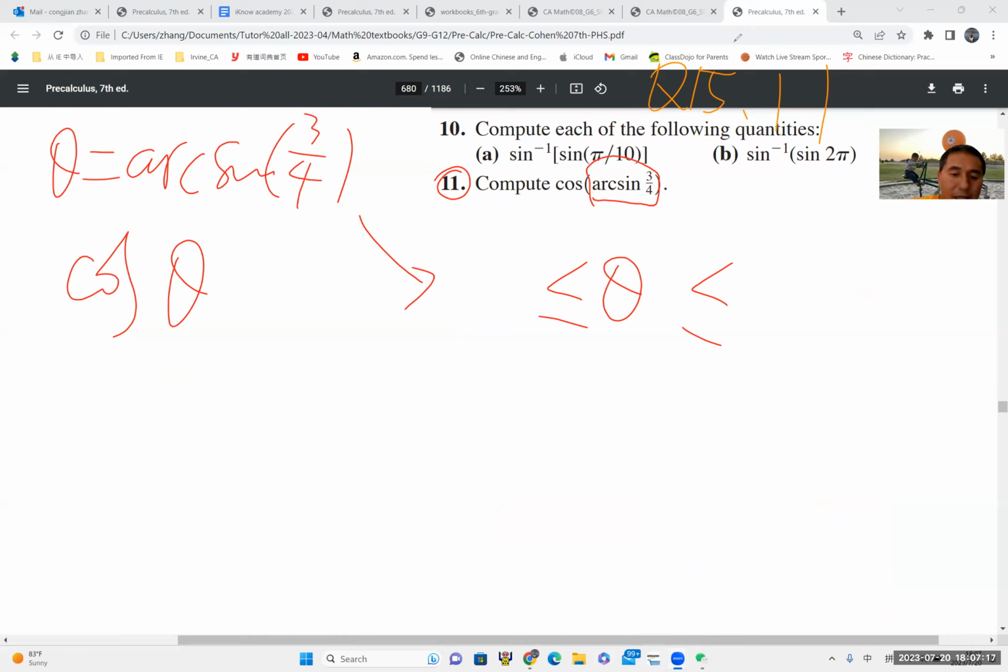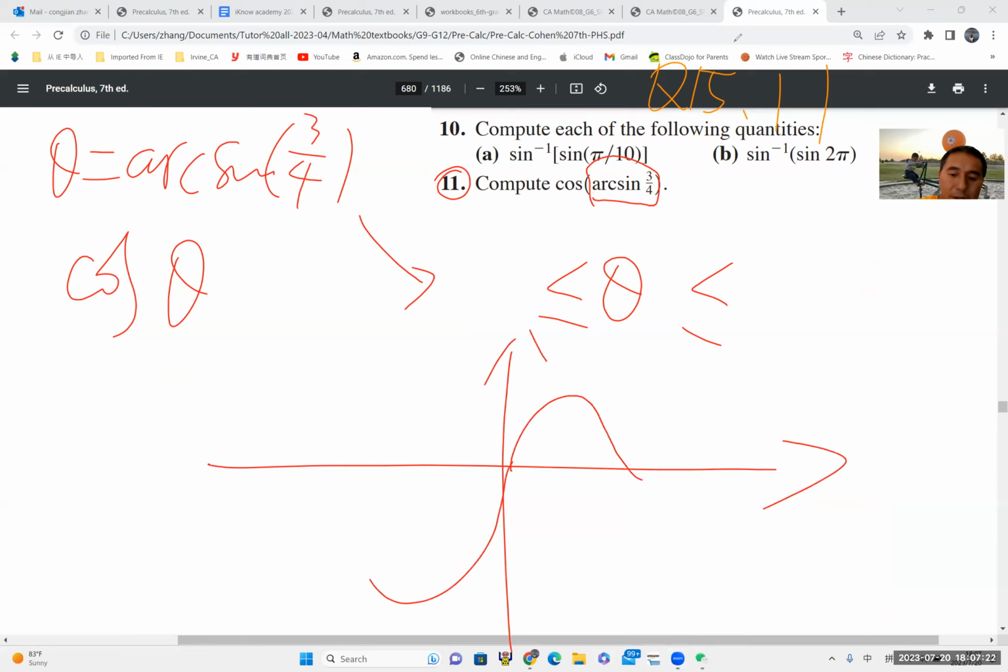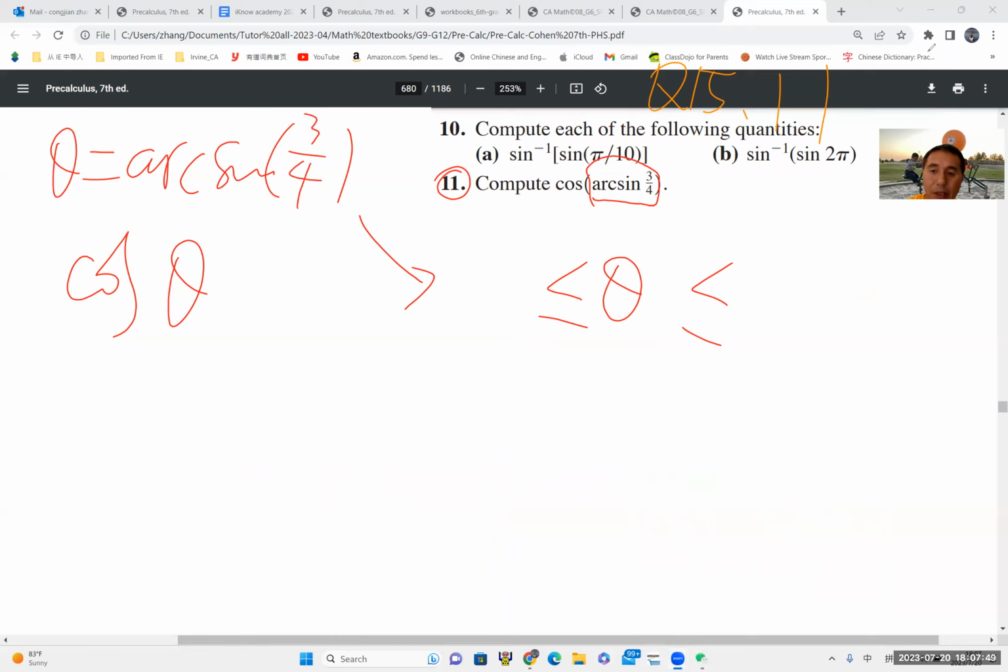Let me tell you, for arcsine, okay, let's draw sine. Sine is like this, right? In order to make it one to one, you cannot make use of 0 to pi. That's impossible. You can only use this, from negative half pi to half pi. Anyway, theta should be among negative half pi to half pi.